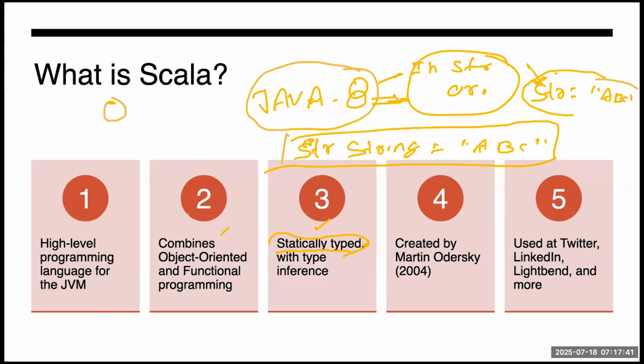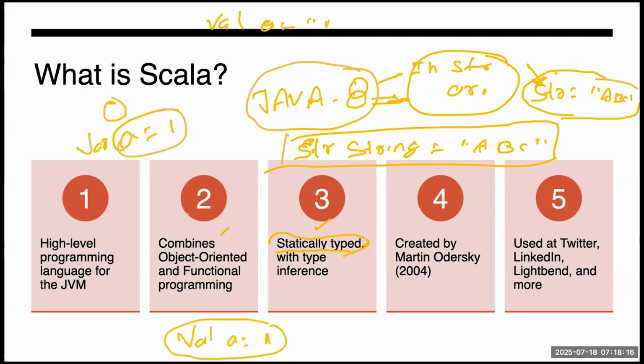Okay, you got this or not? So you don't have to define the type. If you define it, well and good. If you don't define it in Scala, it will automatically understand that this is a string. If you write something like a equal to 1, Scala will understand that, anyway we have var and val, we'll look at that. But let's suppose you mention val a equal to 1. In this way, Scala understands that it is an integer.